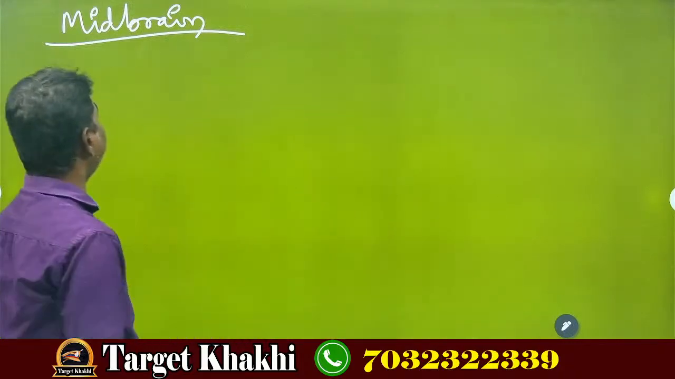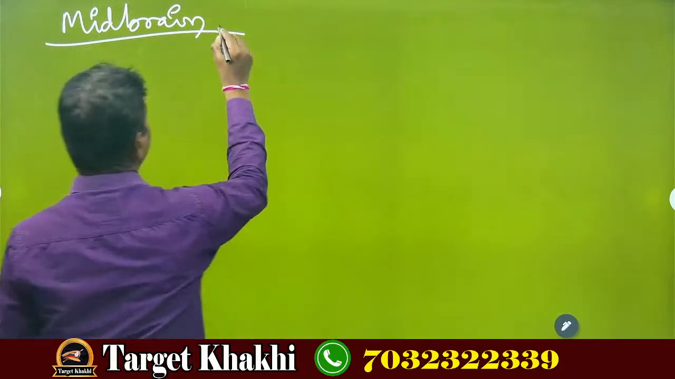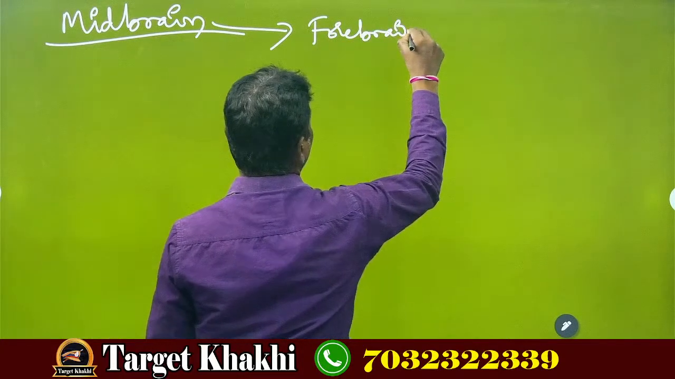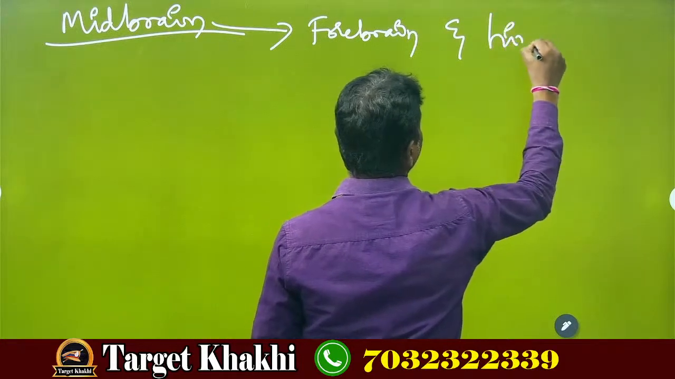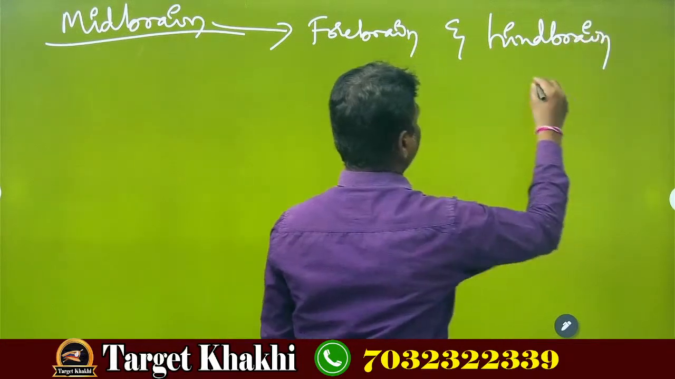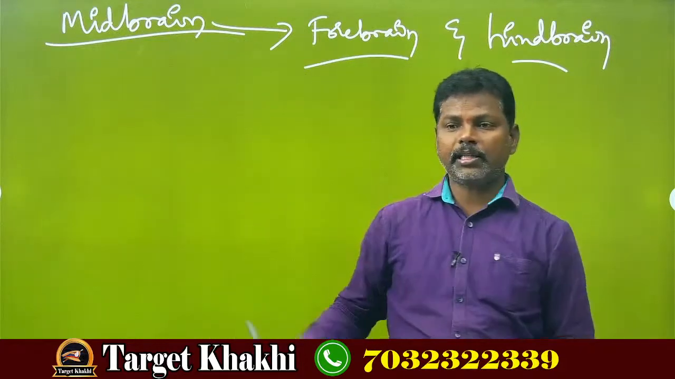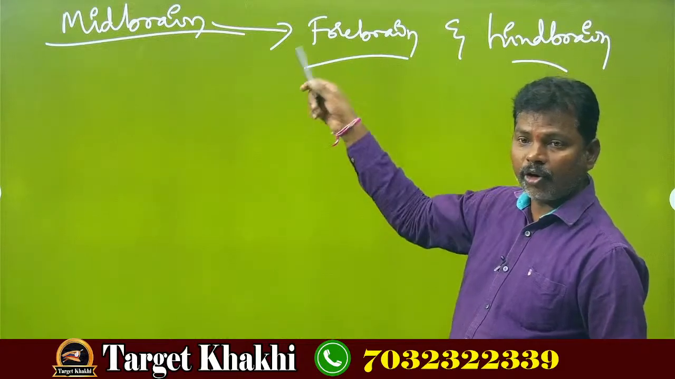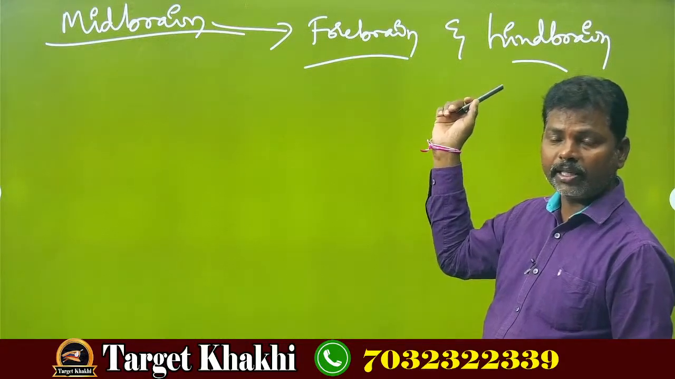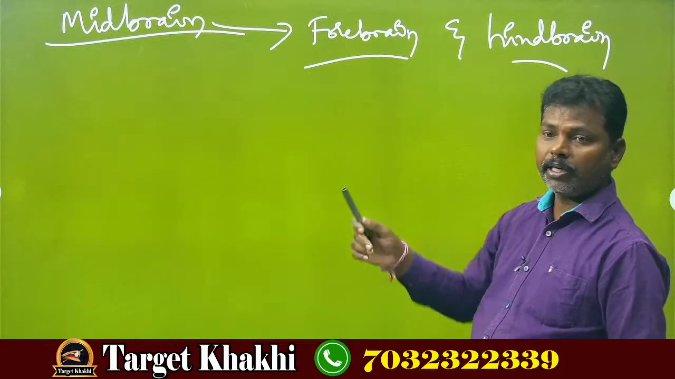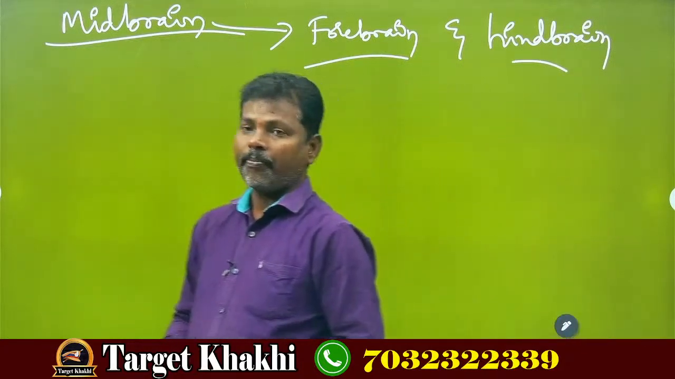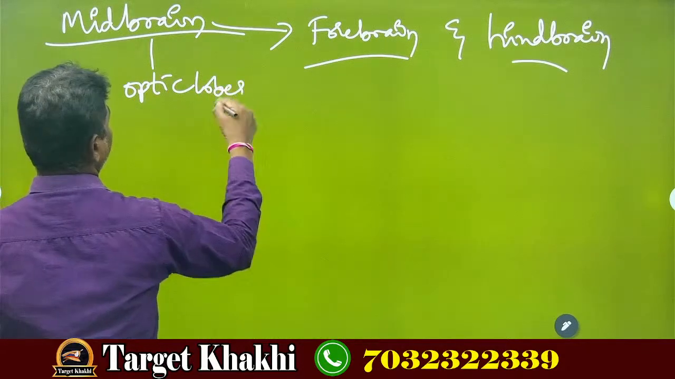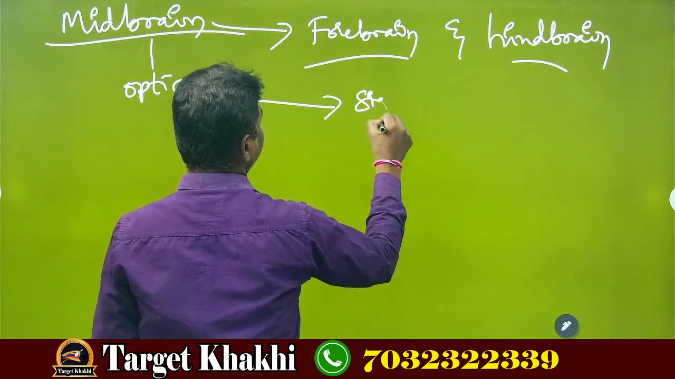Next, what is midbrain? Midbrain is nothing but the structure which connects forebrain with hindbrain. But in the midbrain, what is present? Optic lobes are present. These are related to sight or vision. Okay?